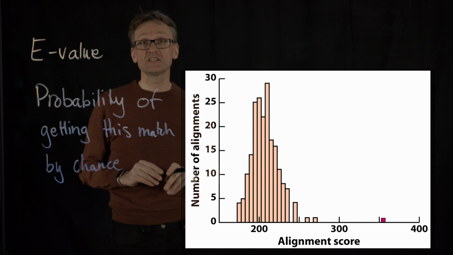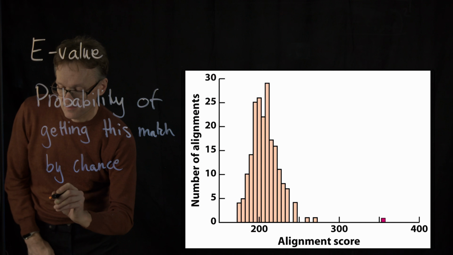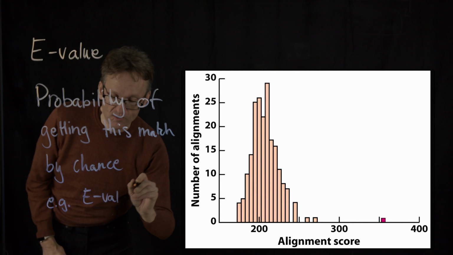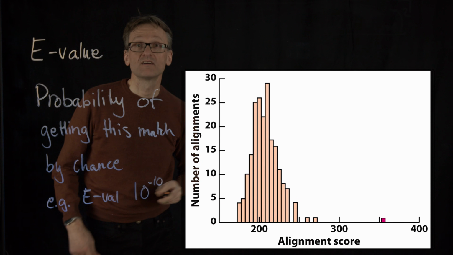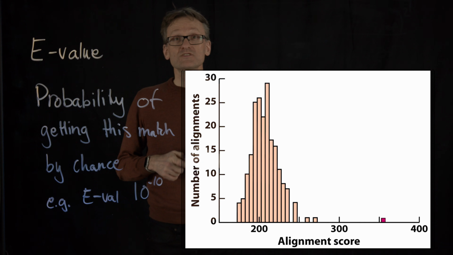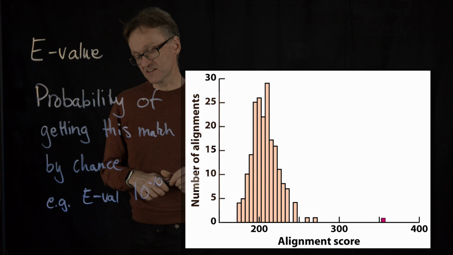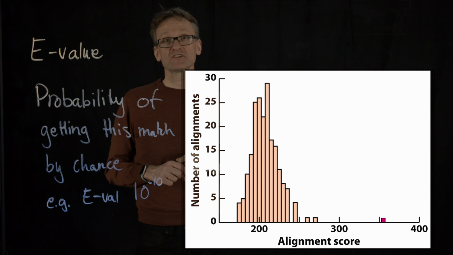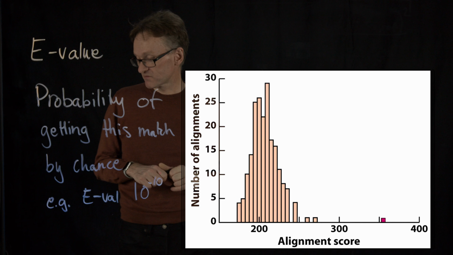If you're talking about sequences or something, you might get an e-value of say 10 to the minus 10. If an e-value is 10 to the minus 10, you're safe. That means that it's going to be 1 in 10 billion that you happen to get that result by chance. I think I'm willing to take that bet.